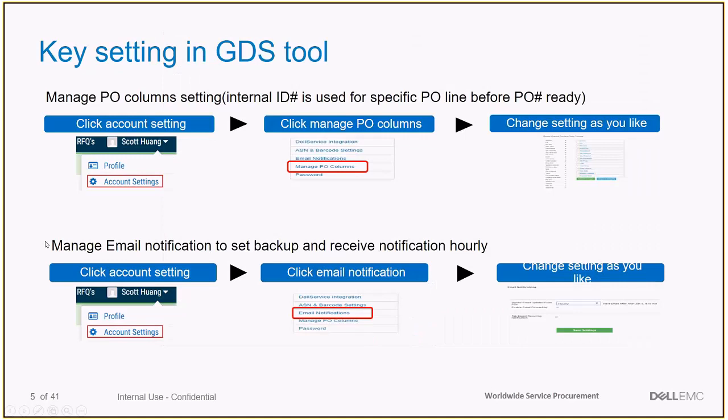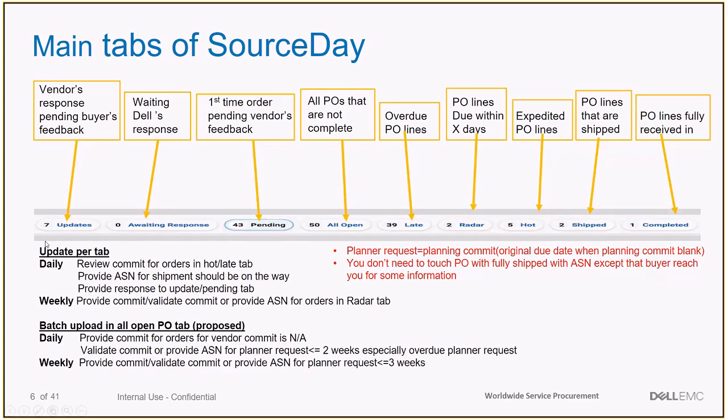Okay. Now let me go to page 6. So here now I have introduced the high level, right? Now let me introduce the very important main pages. Okay, I will introduce this page two times because it is very important for you to understand the logic. So you can find there are 9 tabs.